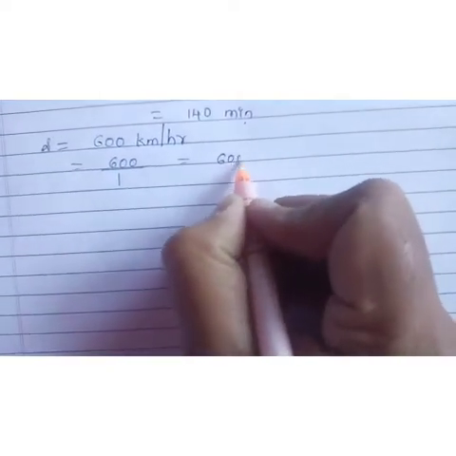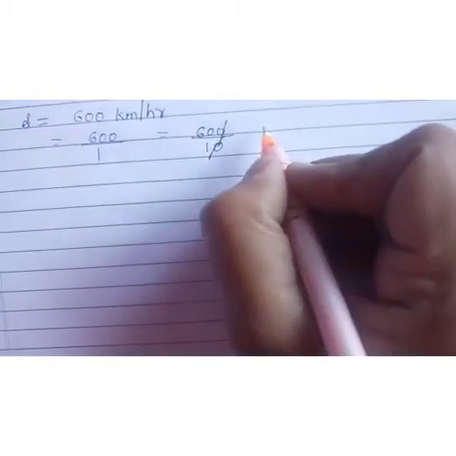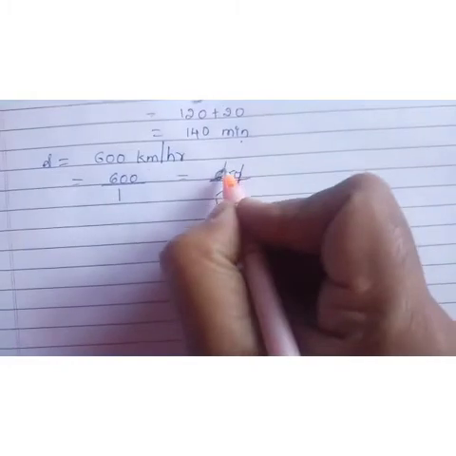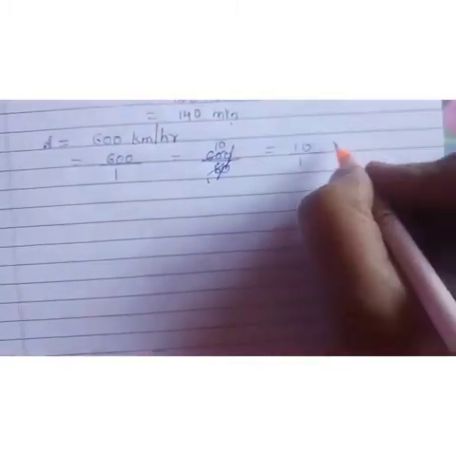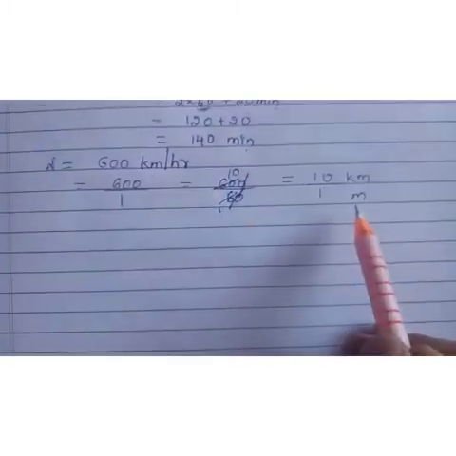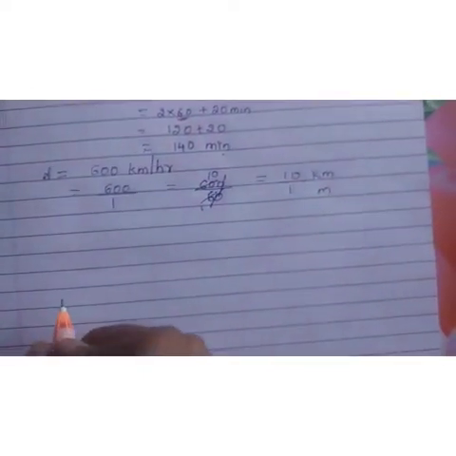So 600 upon 60, 10 gets cancelled, isn't it? 1 hour is 60 minutes. 6 ones are 6, 6 tens are 60. That is 10 upon 1. This is in kilometers and this is in minutes. So it travels 10 kilometers in 1 minute. I hope you are understanding, children.